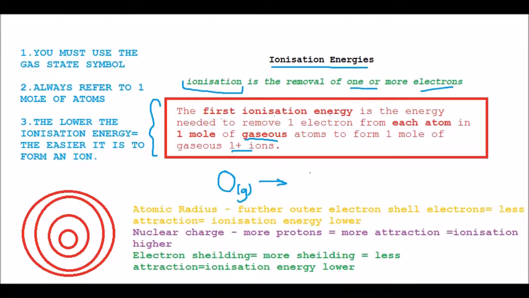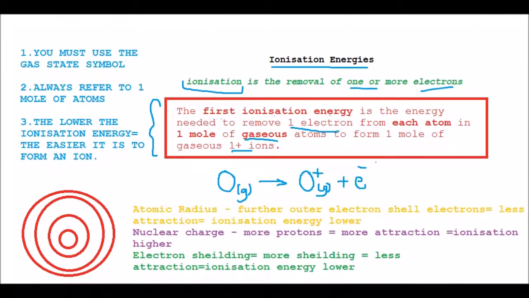Then you would write oxygen again, but as an ion. So O+, and it says here gaseous, so we need to put g for the state symbol. And then on the end, all you have to do is write an electron, because it's had 1 electron removed. So that is what the first ionisation energy equation for oxygen is.